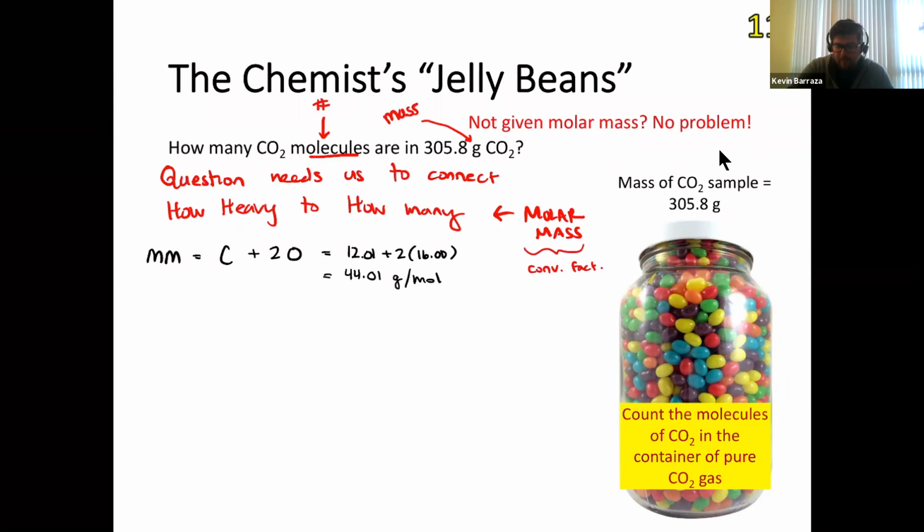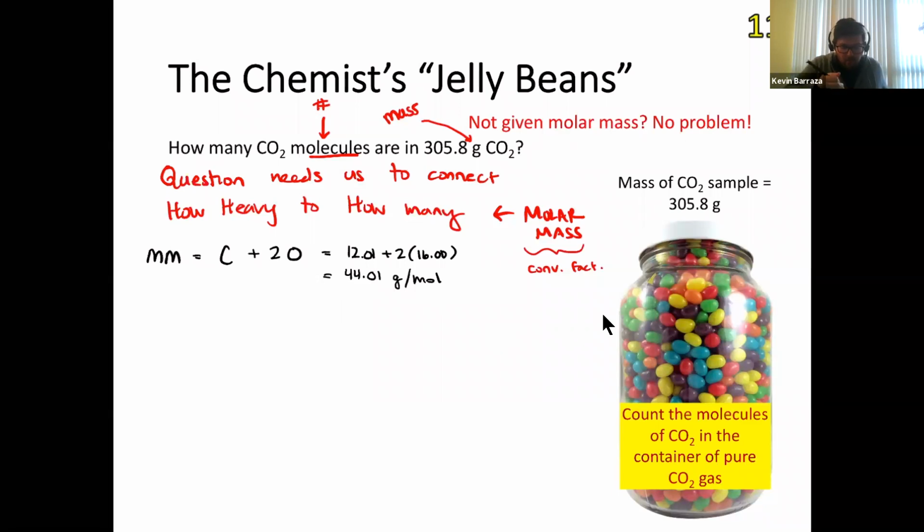So that's kind of the first thing. For these kind of problems, when we see that we're connecting how many to how heavy, this is going to be a molar mass problem, which is the conversion factor. And if we aren't given the molar mass, it should be a quick first step. And again, with practice, it does become a quick first step to actually calculate what the molar mass is. It's just adding up the numbers on the periodic table. And remember, it's the bottom number.